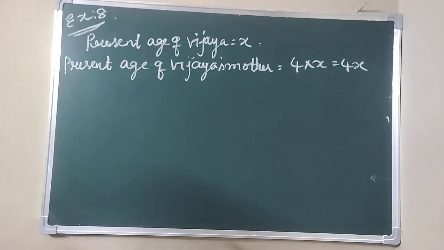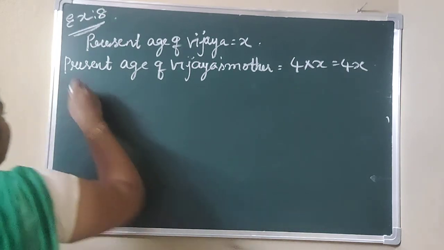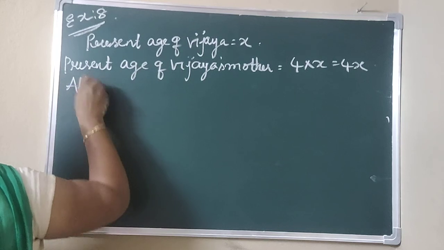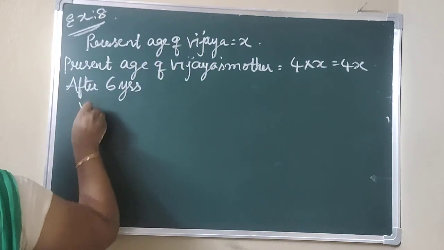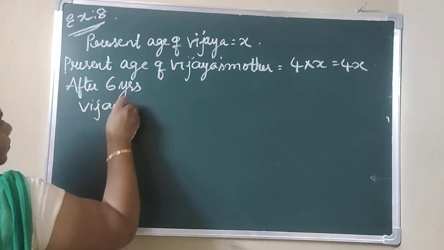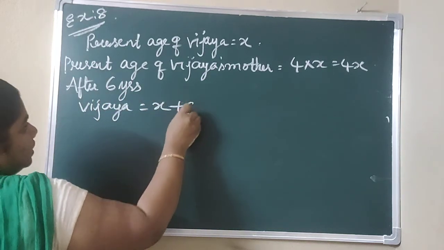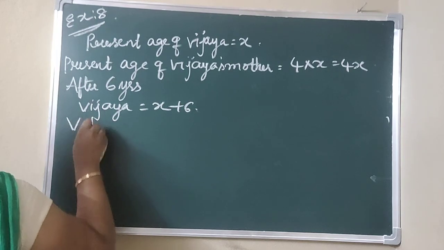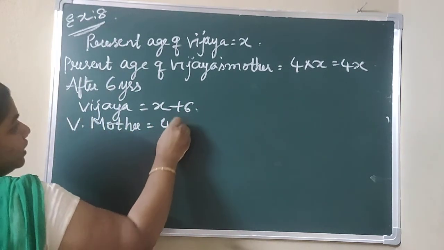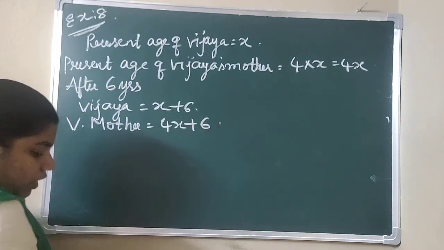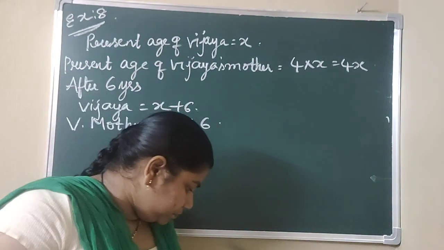Now they told after 6 years. So what is the age after 6 years? We have to find that now. After 6 years, what will be the ages here? Vijaya's age will be x plus 6 and Vijaya's mother's age will be 4x plus 6. Okay, so what is the next equation?